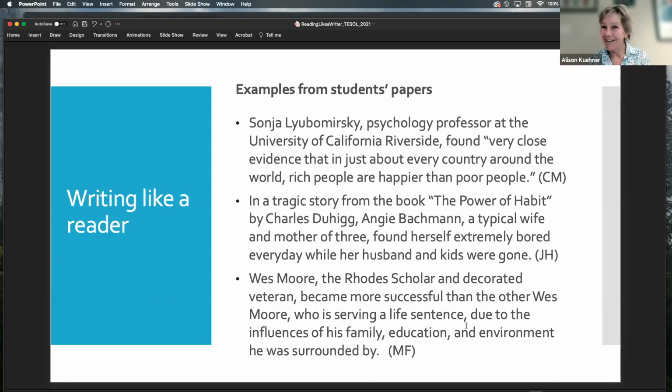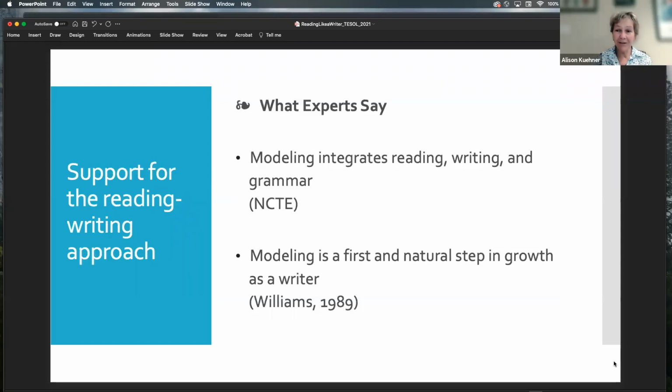Later on, like in this last one, when we read the book, The Other Wes Moore, there's two people, Wes Moore, the Rhodes Scholar and decorated veteran, and then the other Wes Moore who's serving a life sentence. And this student used appositives to identify both of those in a sentence. So those are the sort of sophisticated moves that we want to see our students doing in college, and that they can learn from close analysis of the kind of reading that they're doing and use them in a variety of ways in their essays.